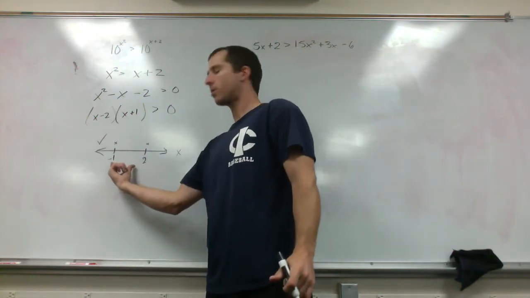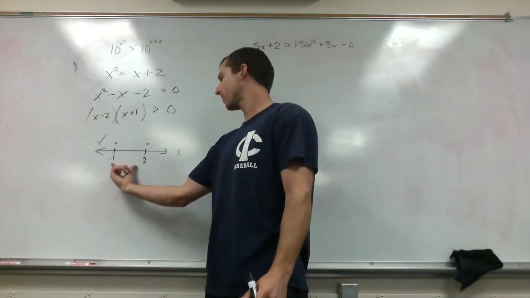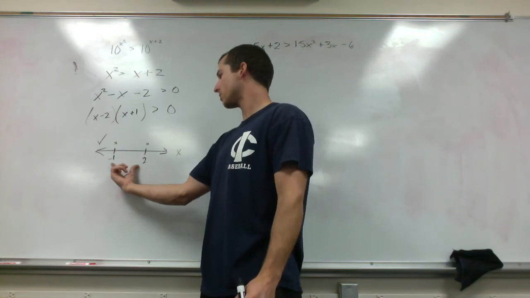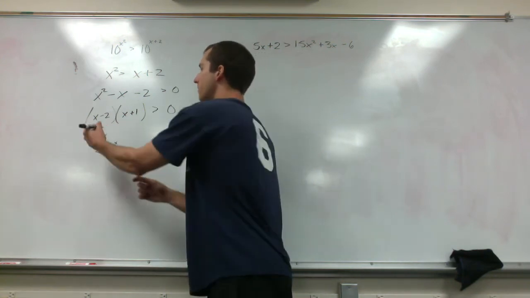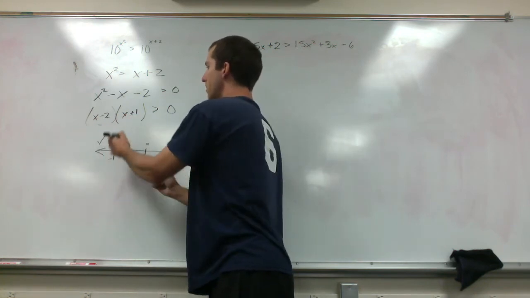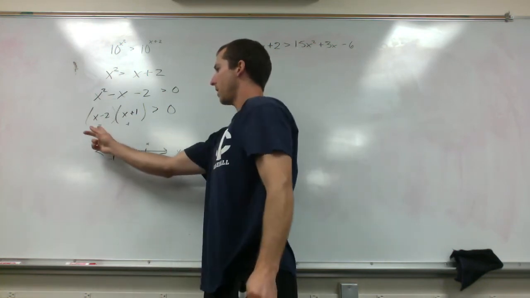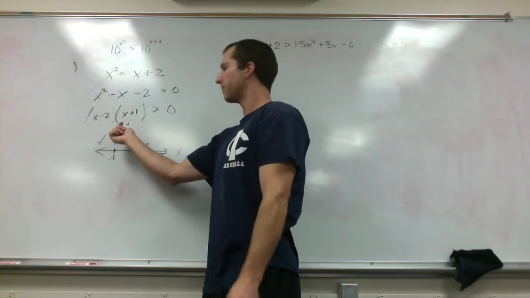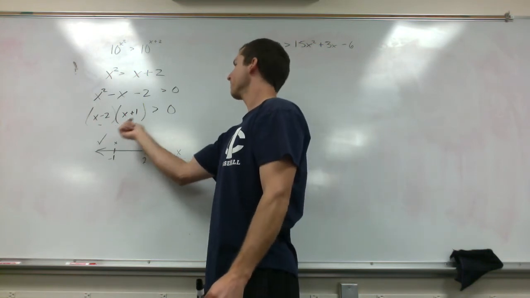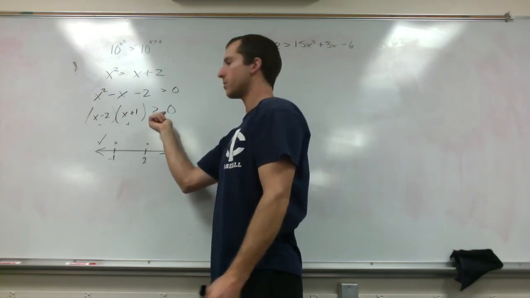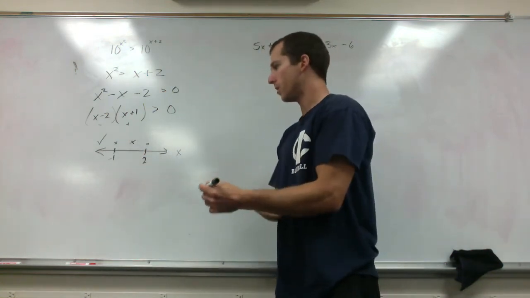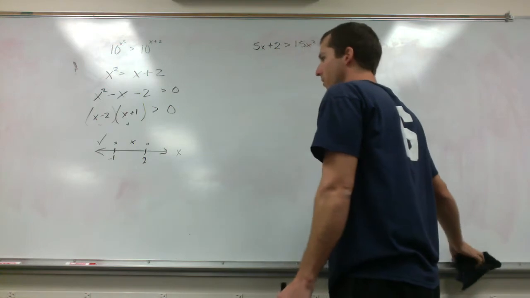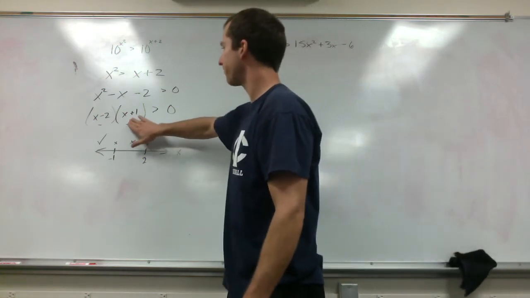If I pick a number between -1 and 2, I like things easy, so I'm going to pick 0. 0 minus 2 is negative. 0 plus 1 is positive. A negative times a positive is negative. Therefore, not greater than 0. So that interval is no good. Any number between -1 and 2 will not satisfy my inequality.